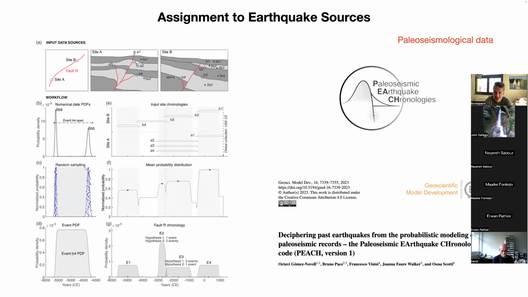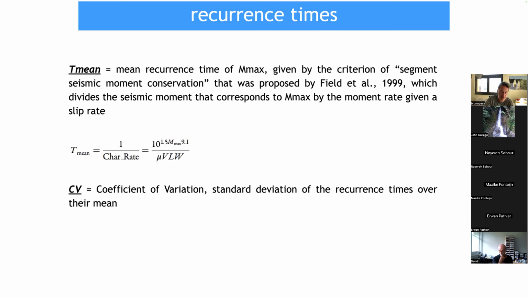We recently published a paper where we try to create these uncertainties in terms of chronology of events, in particular thinking that maybe we can use this kind of data again to explore unsegmented fault models that consider the possibility to have models with different sources that can be interconnected between them.